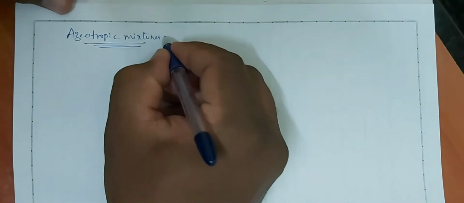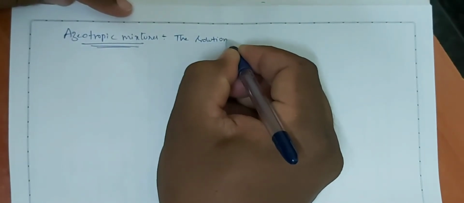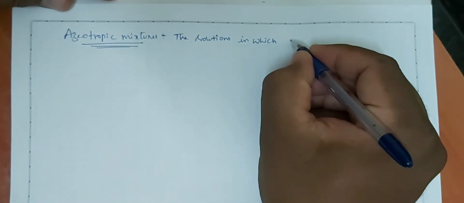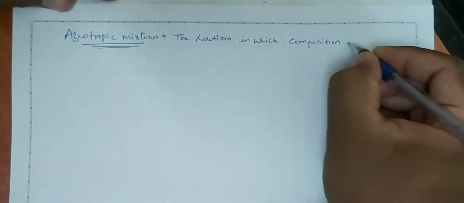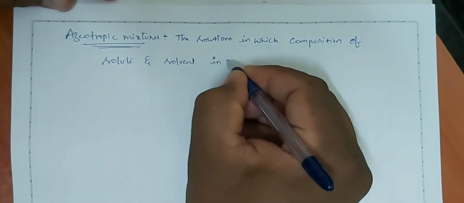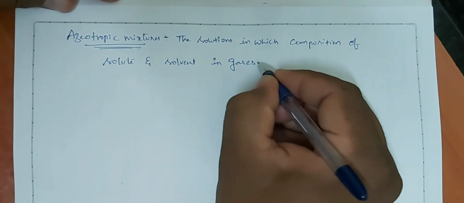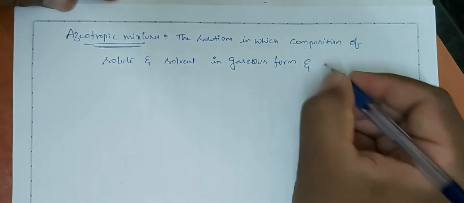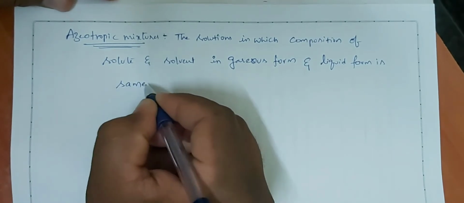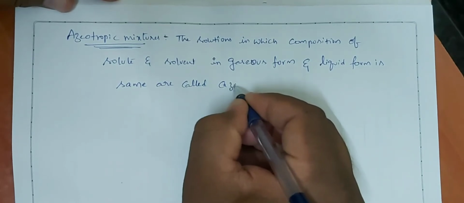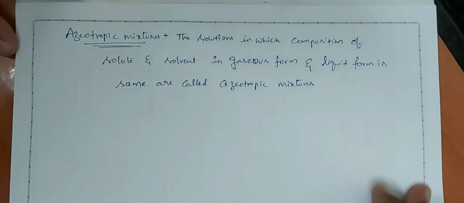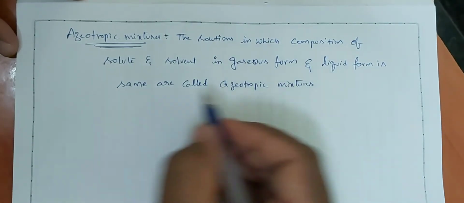These are also solutions only. Now the definition of this one: the solutions in which composition of solute and solvent in gaseous form and liquid form is same are called azeotropic mixtures.